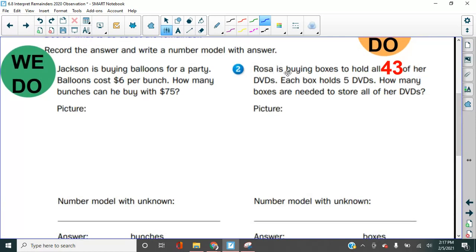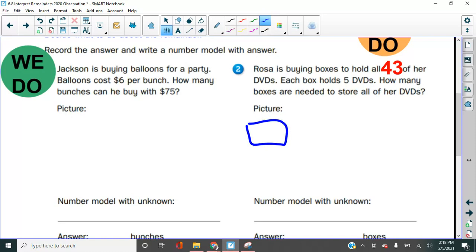Let's look at it. Rosa is buying boxes to hold all 43 of her DVDs. Each box holds 5 DVDs. How many boxes are needed to store all of her DVDs? DVDs is what we used before Netflix and streaming, right? So let's draw some boxes. How many DVDs fit in each box? What did it say?